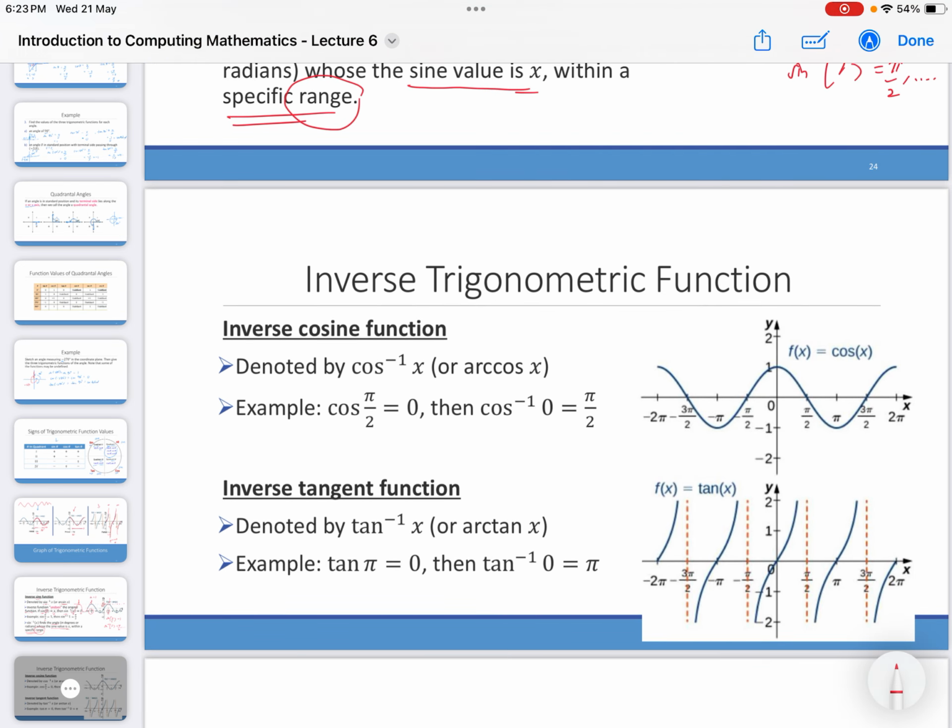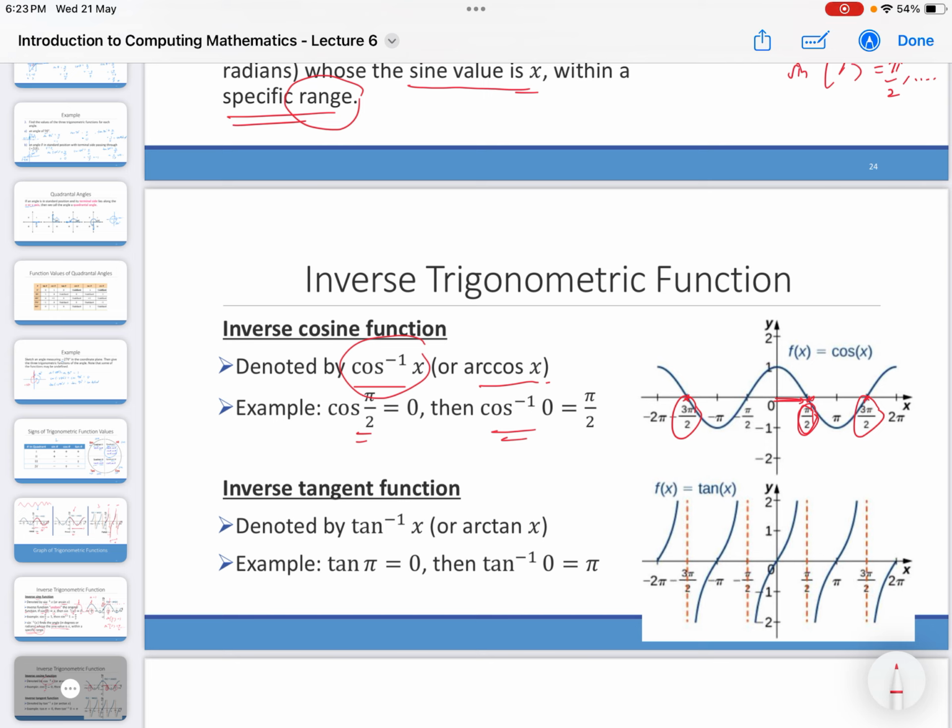The same goes for the cosine function. The inverse is denoted as cos to the power of minus 1 of x. We can say cos inverse of x or arccos x. Let's say over here pi over 2. Cos pi over 2 we get 0. So the inverse of 0 equals pi over 2 and also some other angles that give cos 0, this one and this one. So the range is important. If you have the range, we only list out the angles within that range.